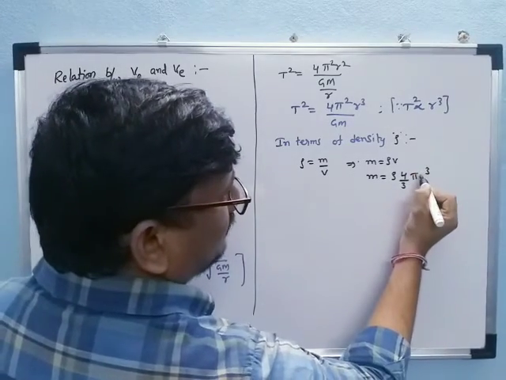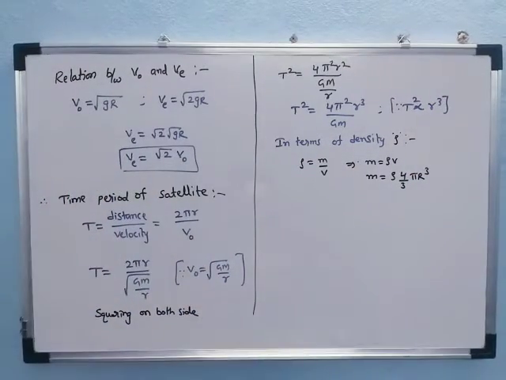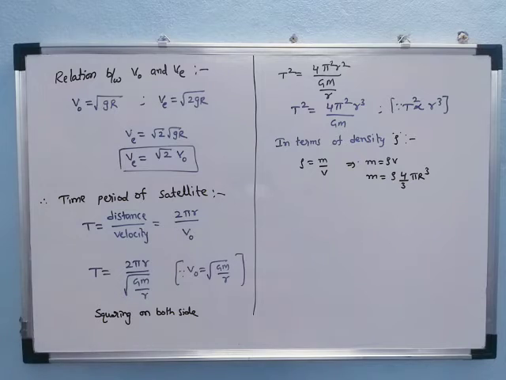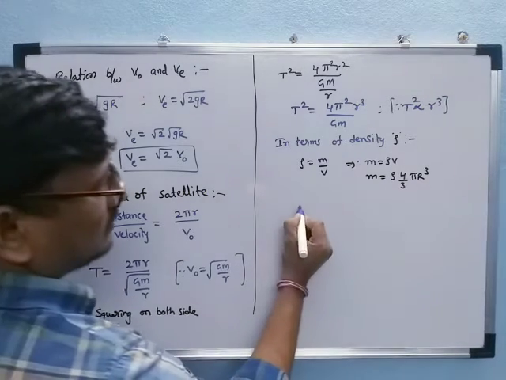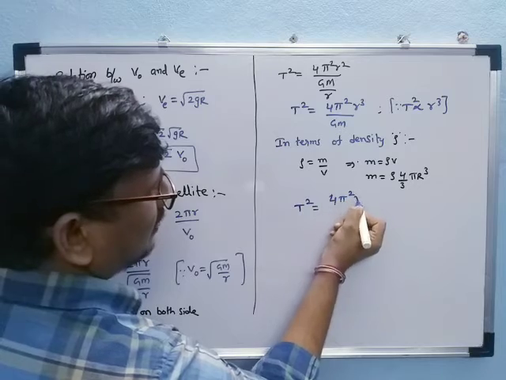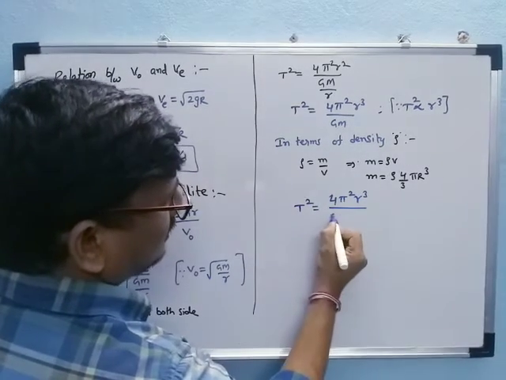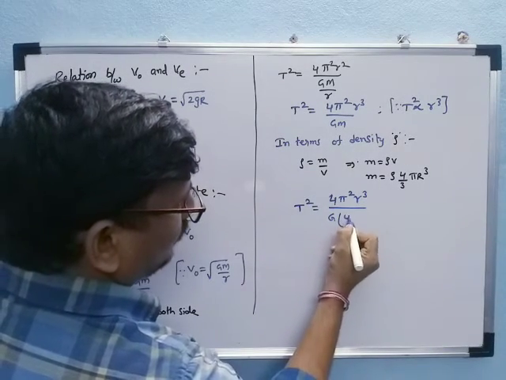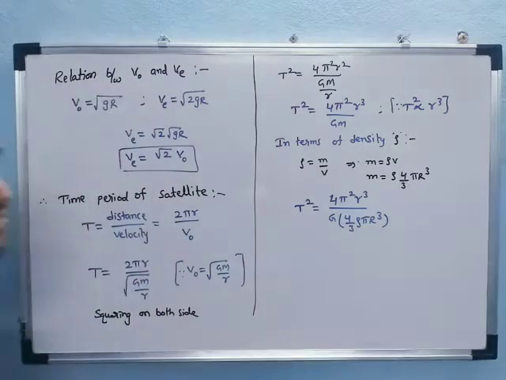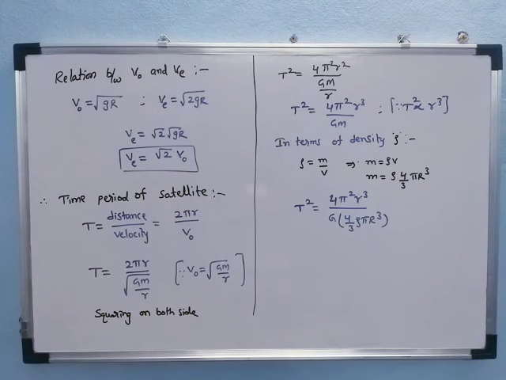That's why it's capital R cube now. Substitute this value in the above equation. Then we can write T square is equal to 4 pi square r cube by G into 4 by 3 rho pi r cube.